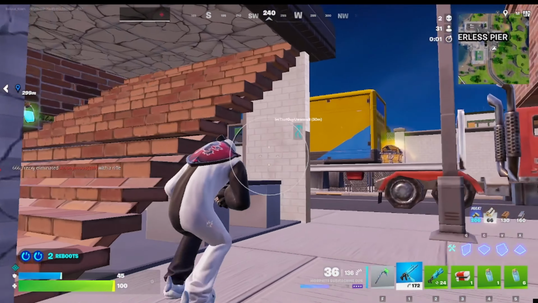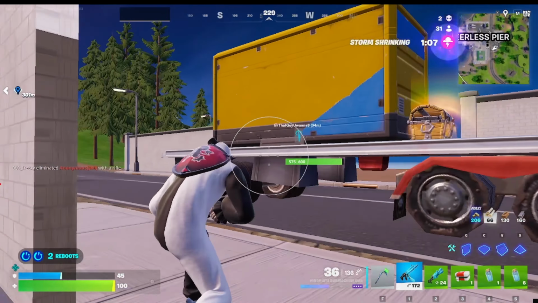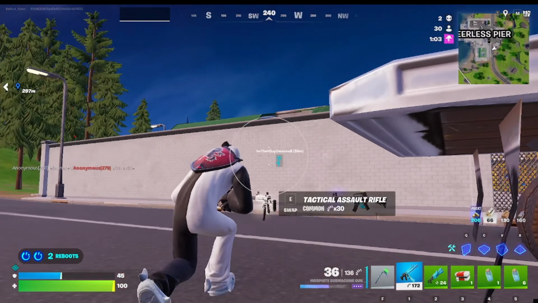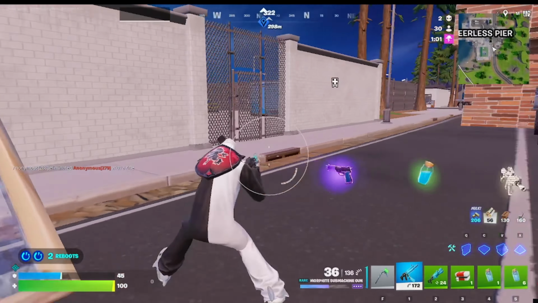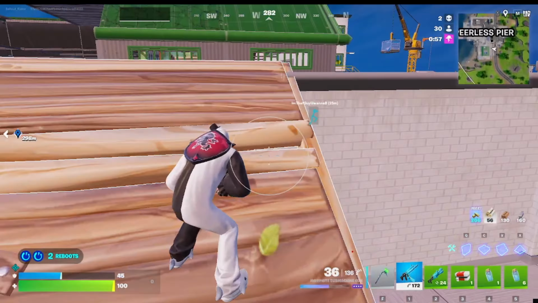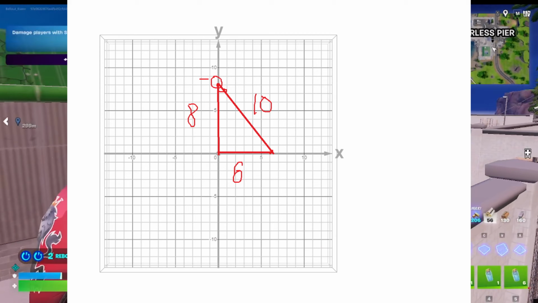Remember earlier when we calculated dz = 3. That means our target is 3 units higher than us. Now look at the situation from the side. The bottom of our triangle is the horizontal distance we calculated earlier. That's 10. The vertical side is our change in height. That's 3. And once again, we want this angle.